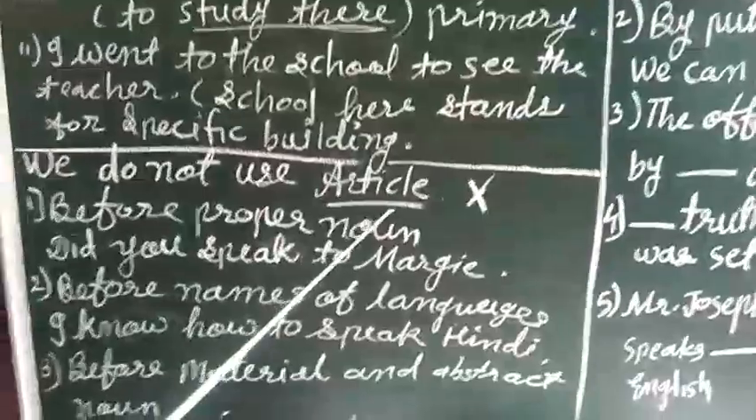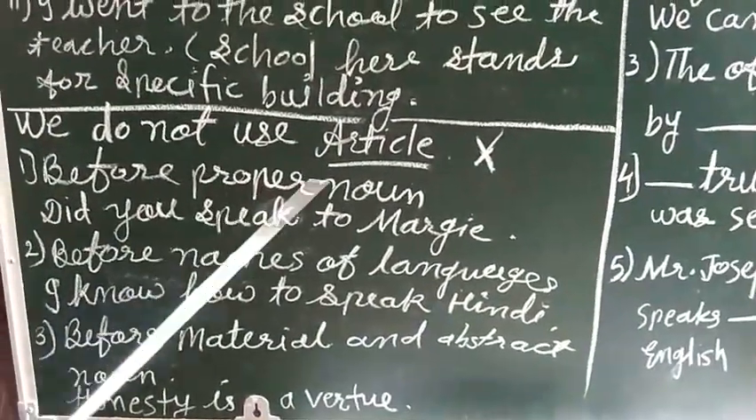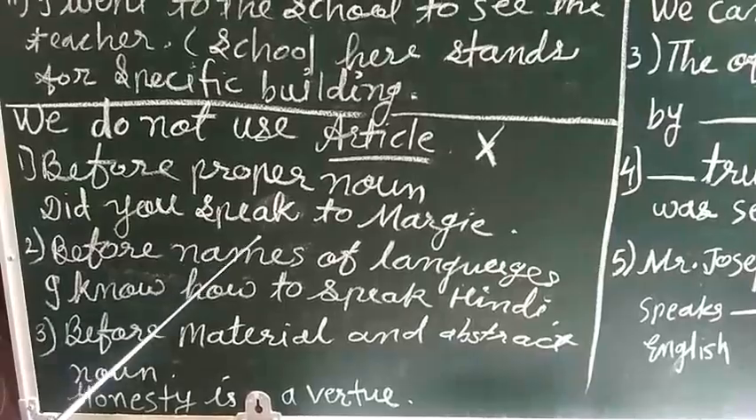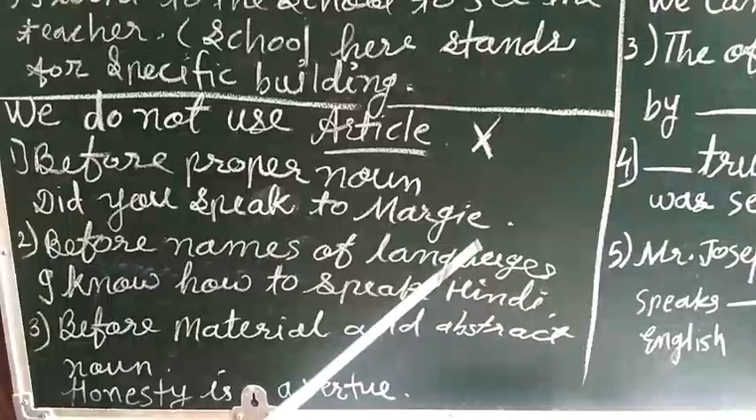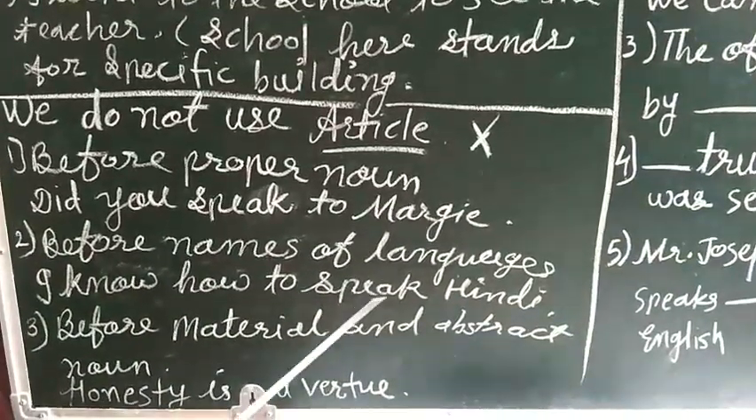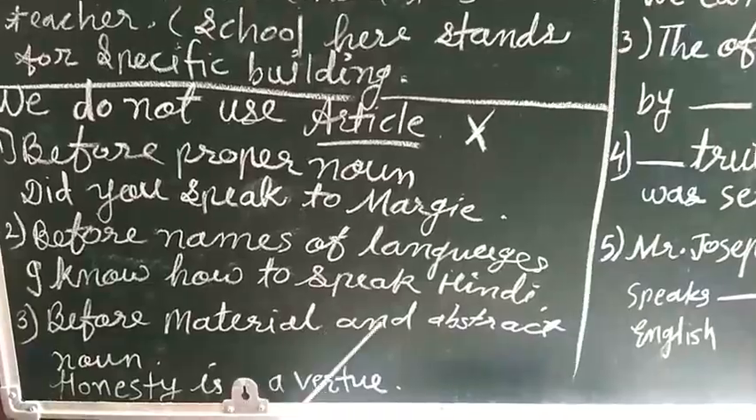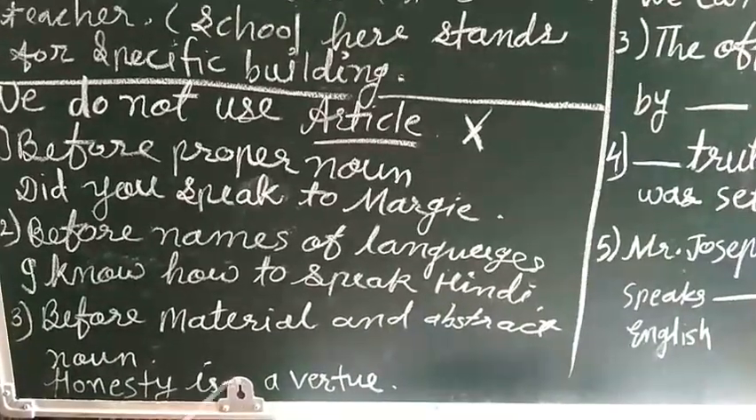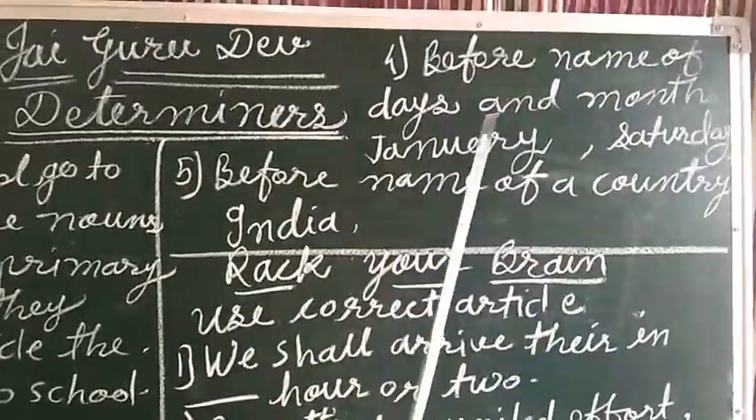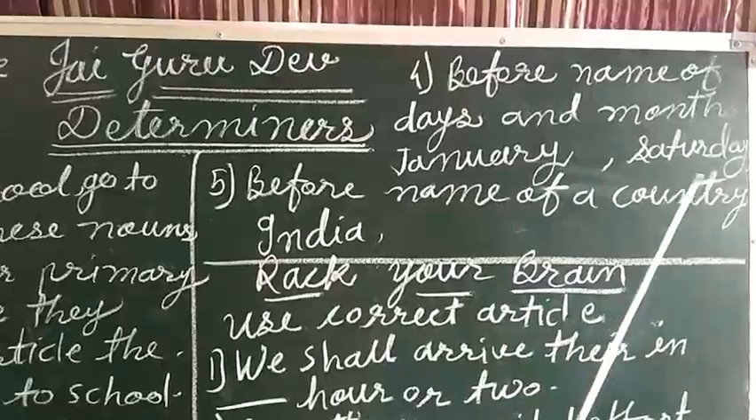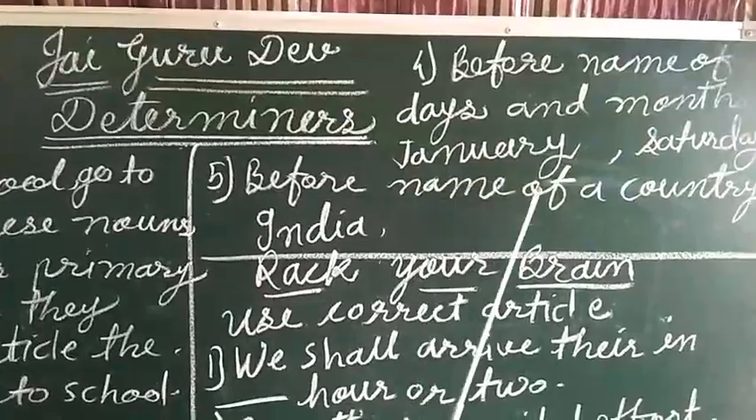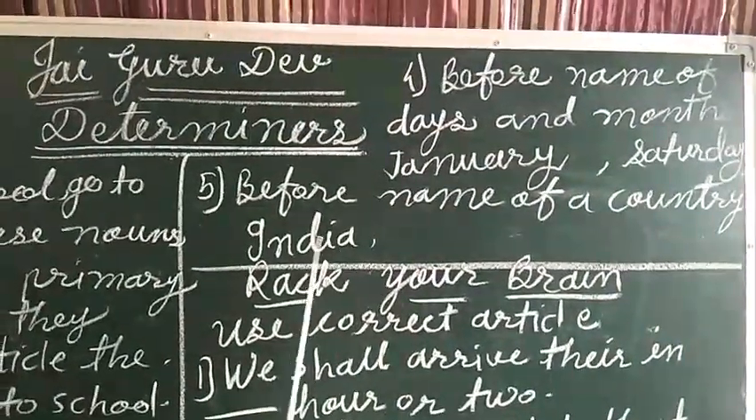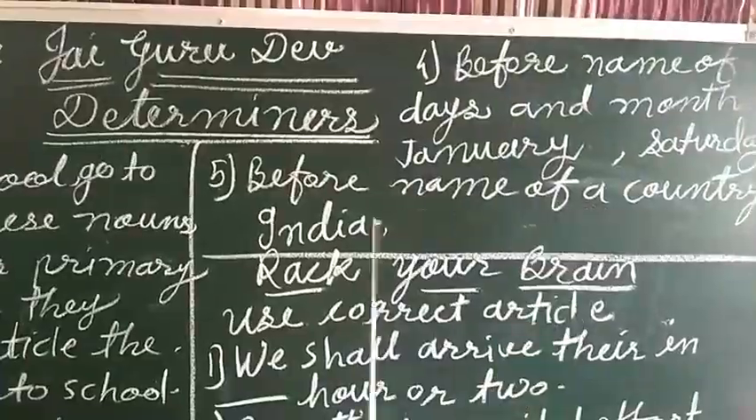We do not use an article before a proper noun. Did you speak to Margie? Before names of languages: I know how to speak Hindi. Before material or abstract nouns: honesty is a virtue. Before names of days and months: January, Saturday, Friday, and so on. Before names of countries: India, Japan.